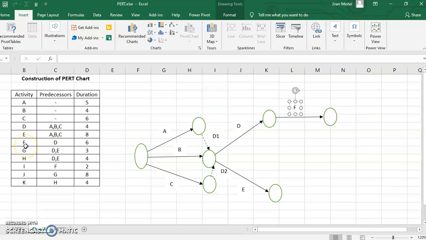Activity G can be started only after E, and D and E are completed. Another dummy has to be introduced then, to demonstrate D and E are completed at a point. So let this dummy be directed in this direction. So at this point, activity D as well as activity E are going to be completed, right? So this will be your dummy number 3.